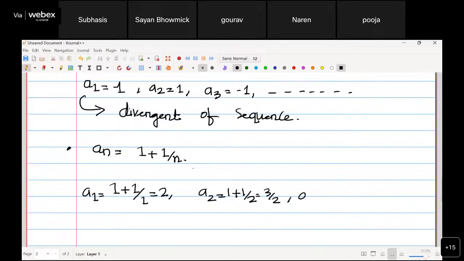And then this is a3, which is 1 plus 1 by 3, right? And as you can see, if I increase the value of n, then this 1 by n is basically going towards 0. That means my whole an is coming closer and closer to 1. So this is a convergent sequence, and the limit of the sequence is 1.